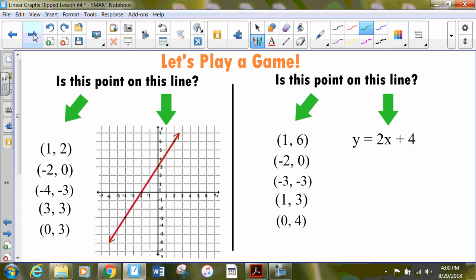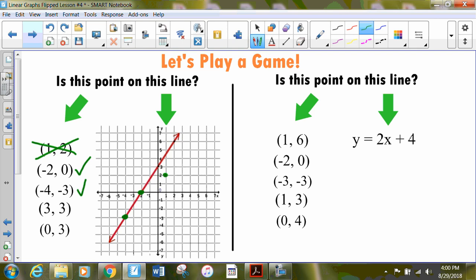So let's see, if I graphed 1, 2, no, it's not on the line. All right, let's try negative 2, 0. Negative 2, 0, yep. It's on the line, that's good. How about negative 4? 1, 2, 3, 4, down 1, 2, 3. Yay, that's on the line. How about 3, 3?